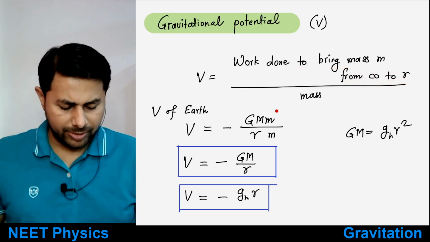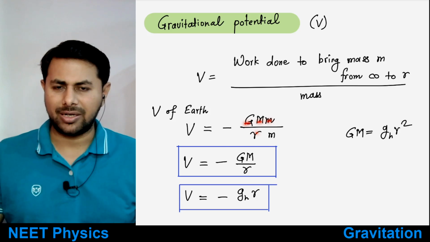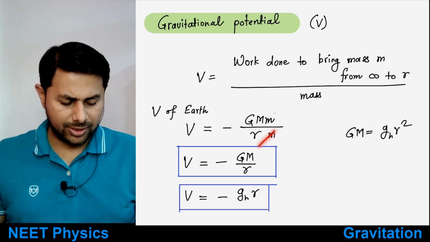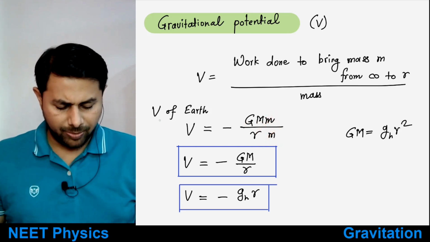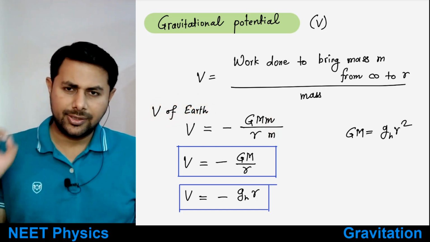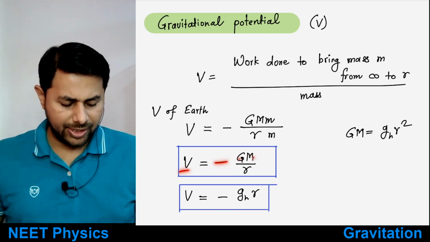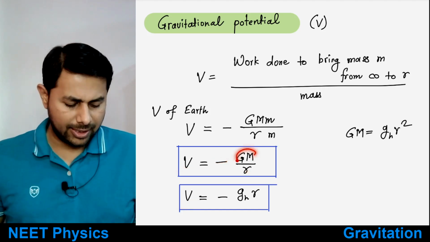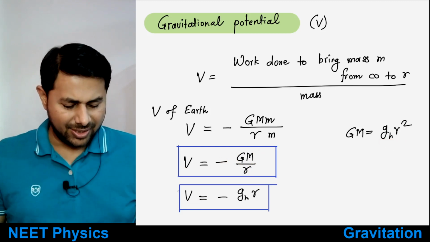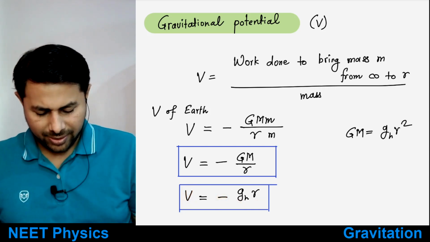We know how much is the work done to bring an object from infinity to r. It is minus of GMm divided by r, right? And divide that work by small m, that is the mass of the object. So this m and m get cancelled out. So gravitational potential of Earth at distance r from the center of Earth is given by this formula: V is equal to minus of GM over r, and as we discussed, GM can be replaced as g_h into r square. So we can just write the gravitational potential as minus of g_h into r. So is this thing clear, everyone?